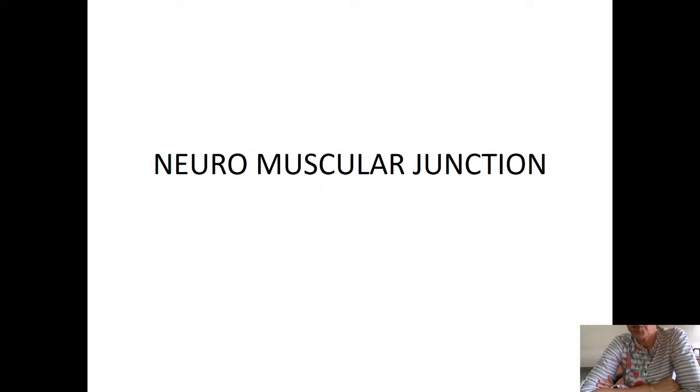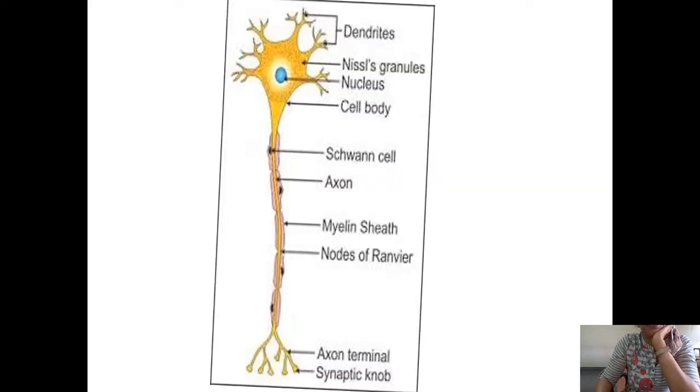Now I'm talking about the neuromuscular junction. As I told you before, the nerve makes an intimate contact with the muscle, and this happens at the neuromuscular junction. As you all know, the neuron is a structural and functional unit of the nervous system. It has a soma and an axon.